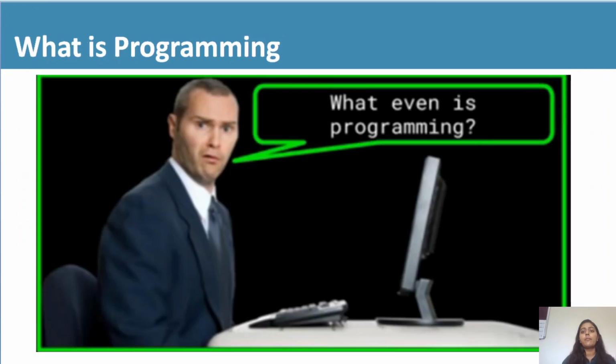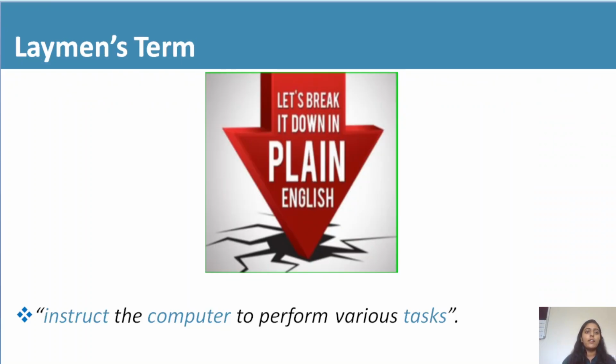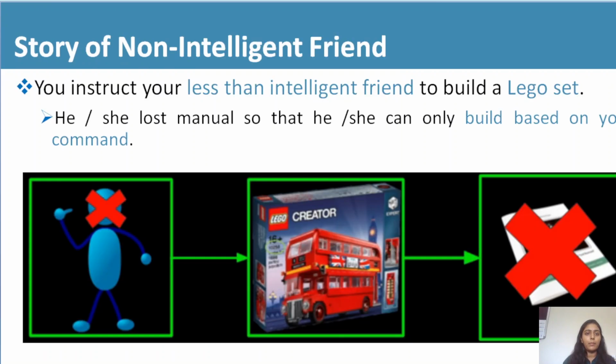So, what is programming? What even is programming? The process of preparing instructional program for a device is the dictionary definition. So the definition of programming according to the dictionary is the process of preparing instructional program for a device. Now, layman's term. What do laymen say about programming? Instruct the computer to perform various tasks. It is the definition by the layman.